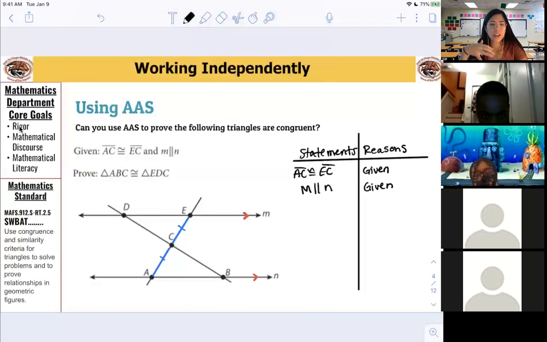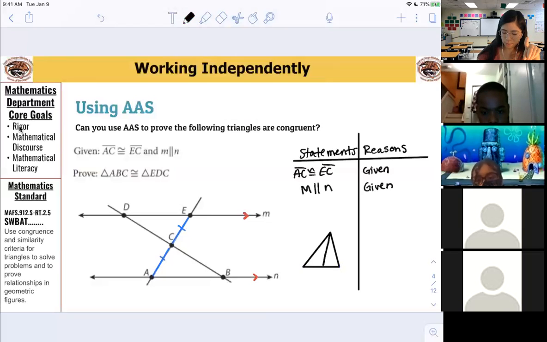So anyone see anything else that I can highlight or write down? And Tyrone, to answer your question, AC and EC, that's not the reflexive property. Because remember, reflexive property is whenever you have something like, let's say a triangle like this with a line down the middle, that line down the middle would be the reflexive property.